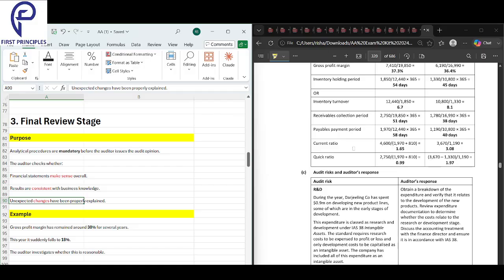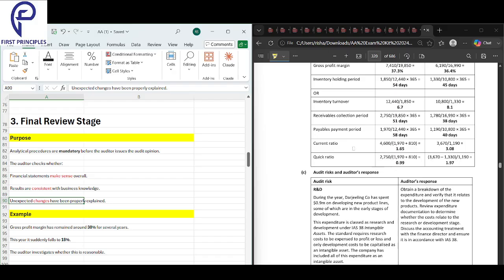Current asset by current liability, and in current asset we will remove the inventory. That is your quick ratio. What is current ratio? Current ratio is current asset by current liability.